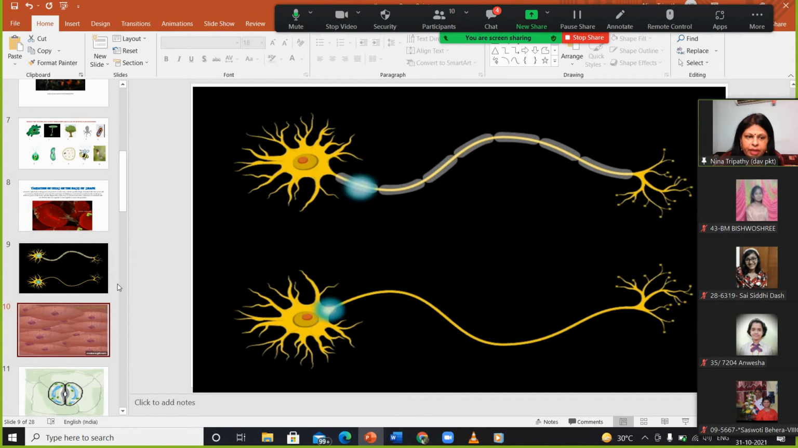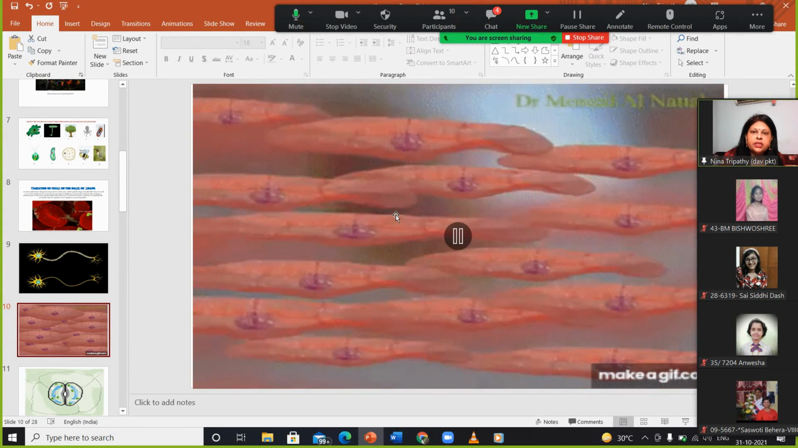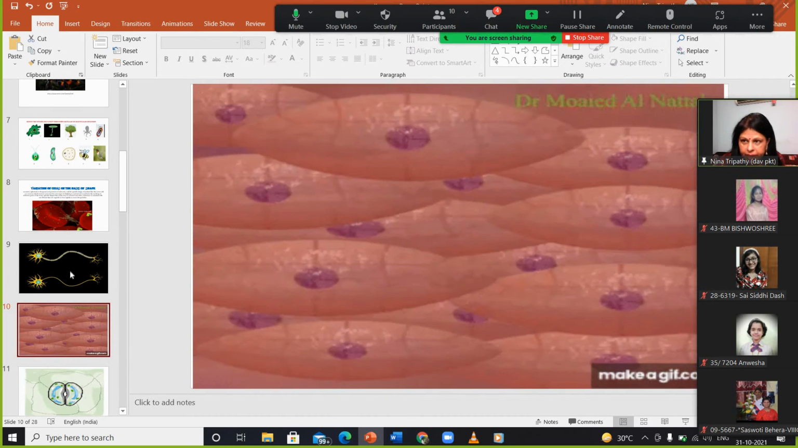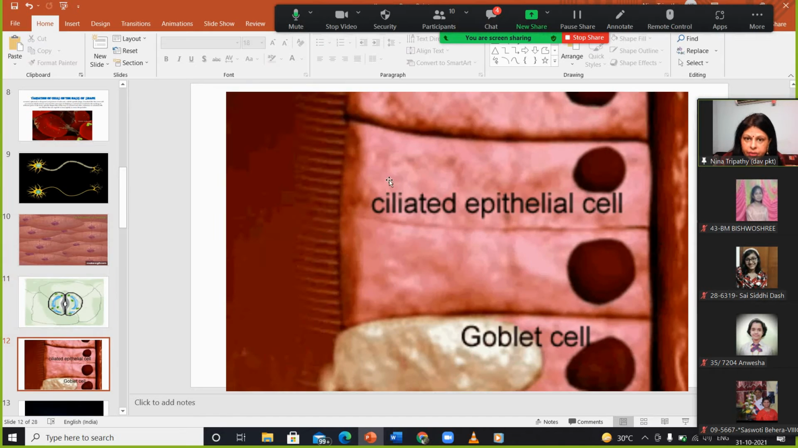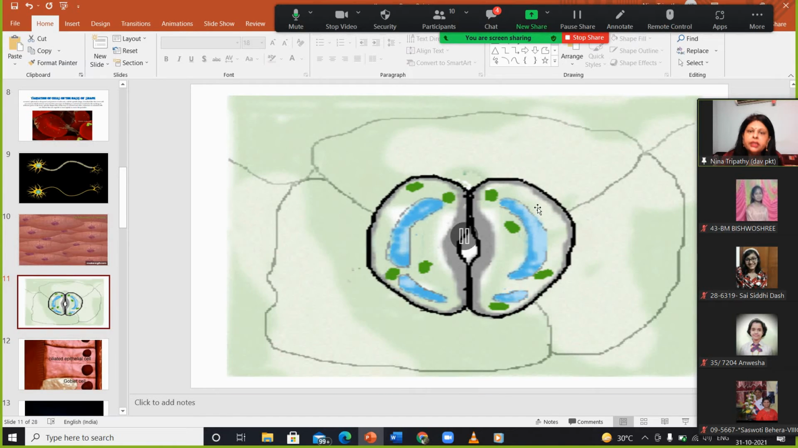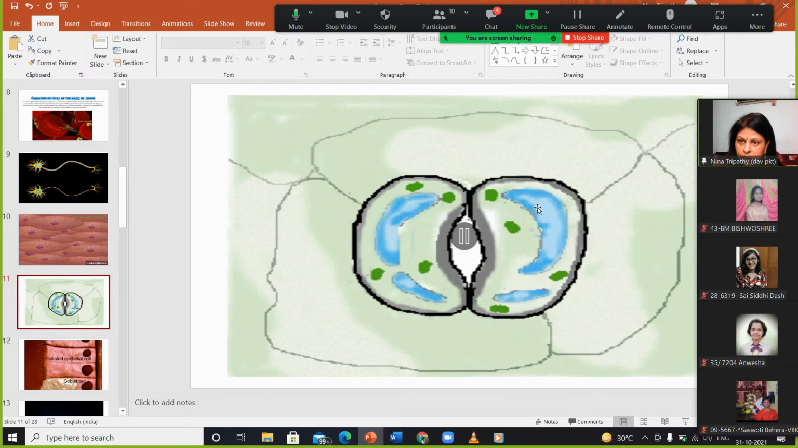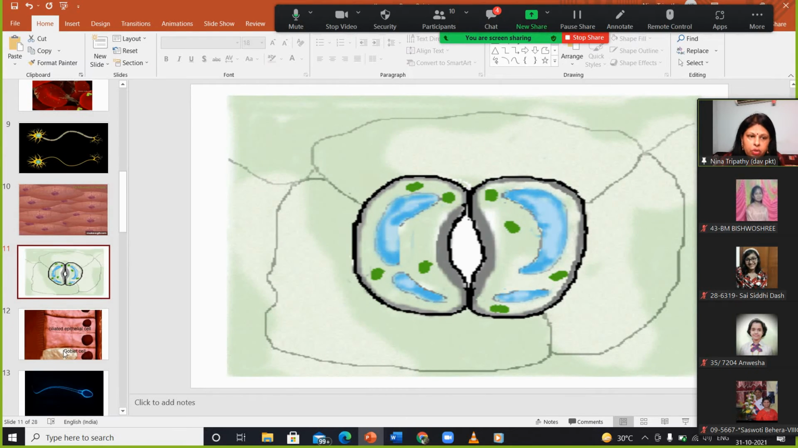Then you can see these are the muscle cells. They are spindle shaped cells and they have the capacity to contract and relax. Then the next one is the guard cell. You can see the guard cell. They are sausage shaped and the function is to open and close the what? Stomata. Very good. Stomata.